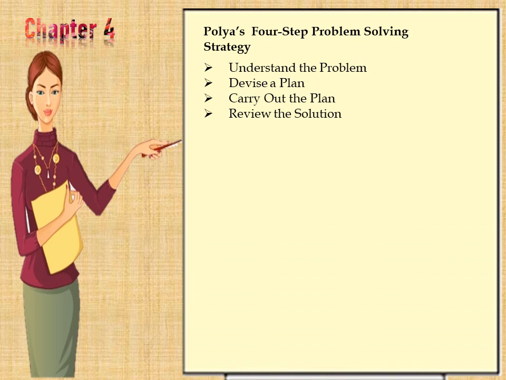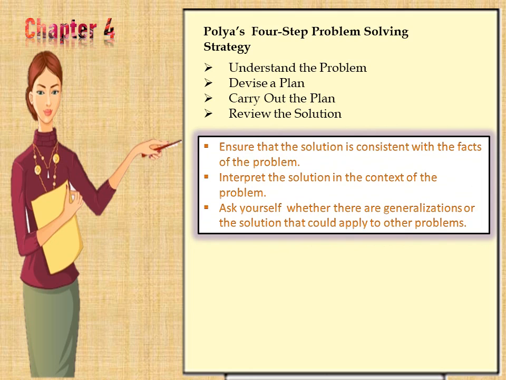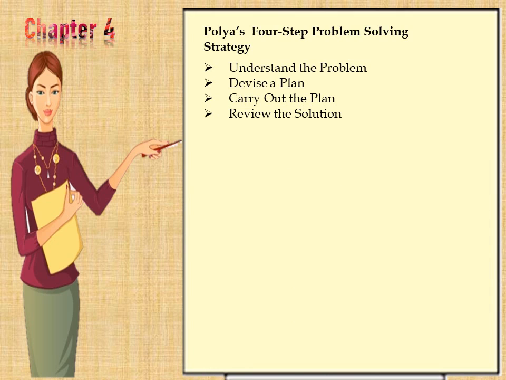Next, we have to review the solution. Okay? So this is the last step, and we have to ensure that the solution is consistent with the facts of the problem. Next one is interpret the solution in the context of the problem. And ask yourself whether there are generalizations of the solution that could apply to other problems.